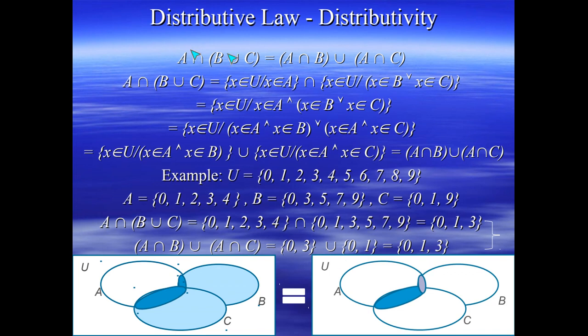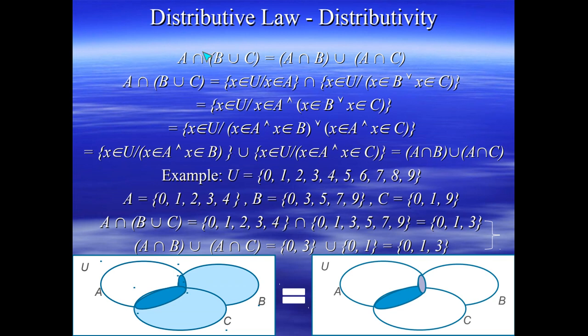Then we have the distributive law, or distributivity. What is it? A intersection, B union C. You might know the distributivity of multiplication over addition. We have the same thing here as well, but we have more than this. We have the distributivity of the intersection over union, and we also have the distributivity of the union over intersection, which is peculiar to sets. We don't find it with numbers in arithmetic, you see.